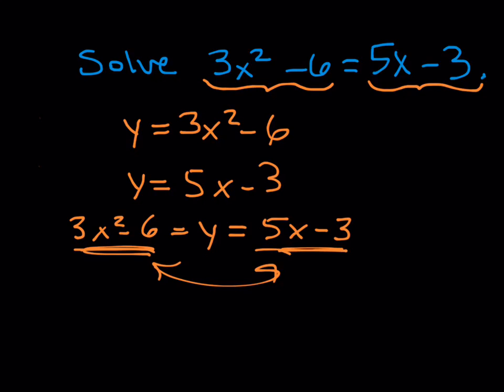So now, looking for a solution to this equation is the same thing as looking for a place on the graph where this y value is equal. Because that's what we were assuming when we set these equal to each other. We're assuming that this y and this y are the same value. That's the only way we can put those equal signs in there.